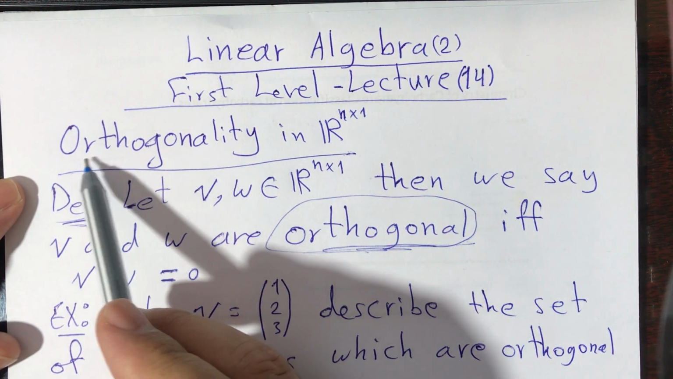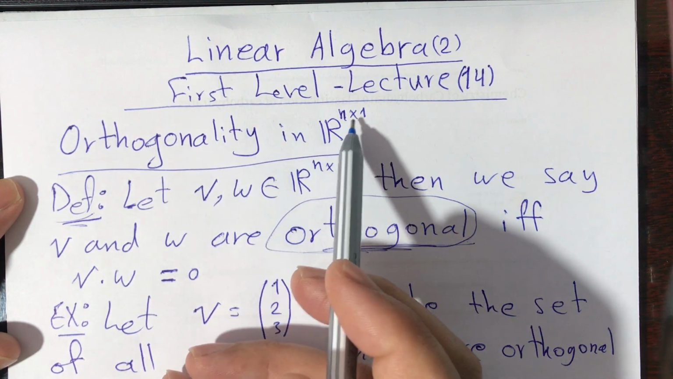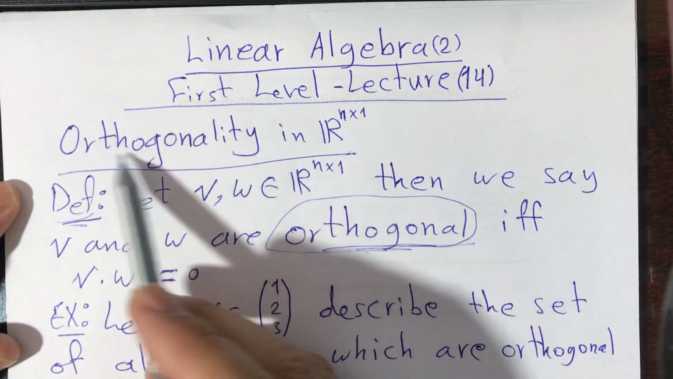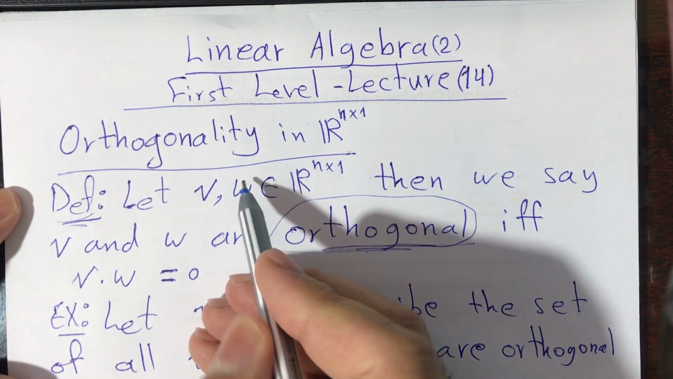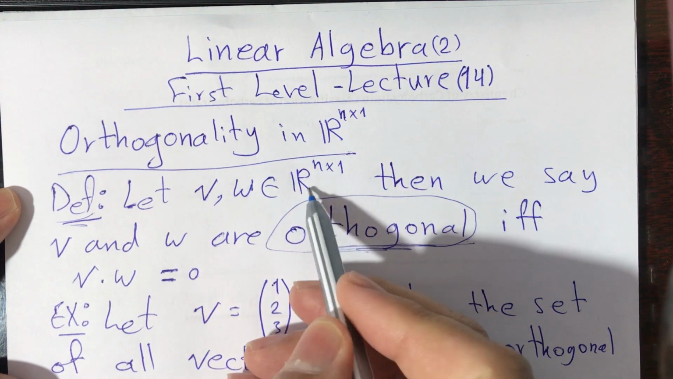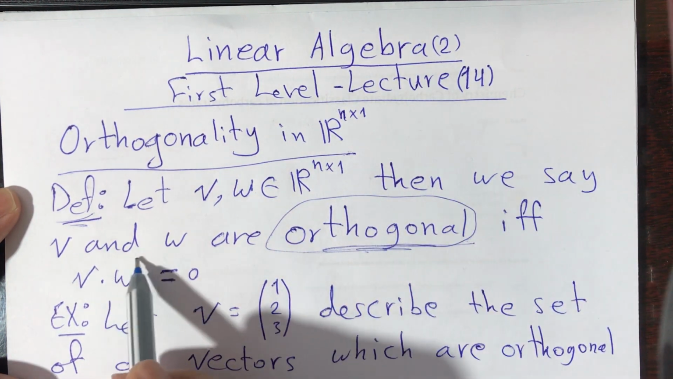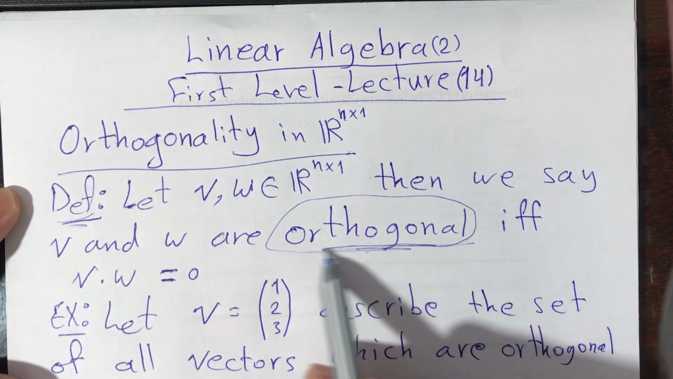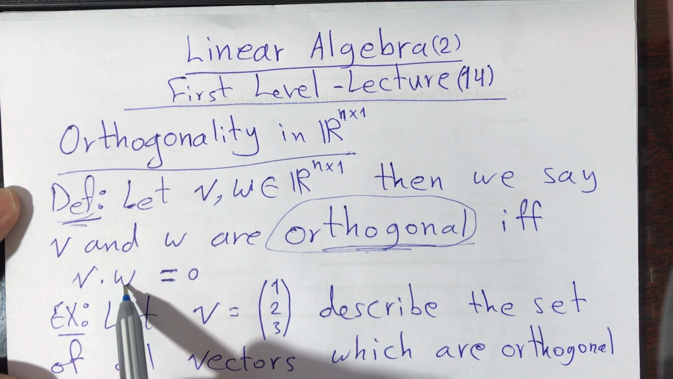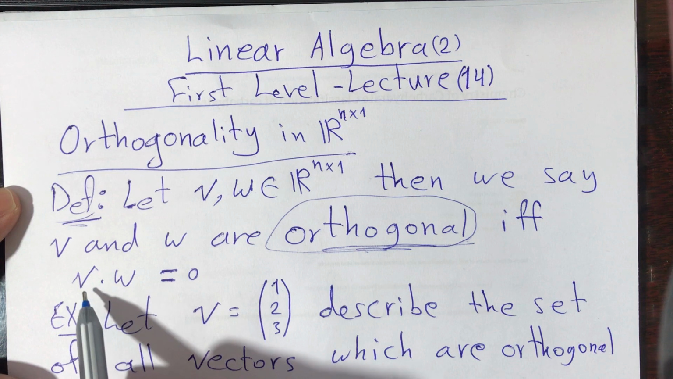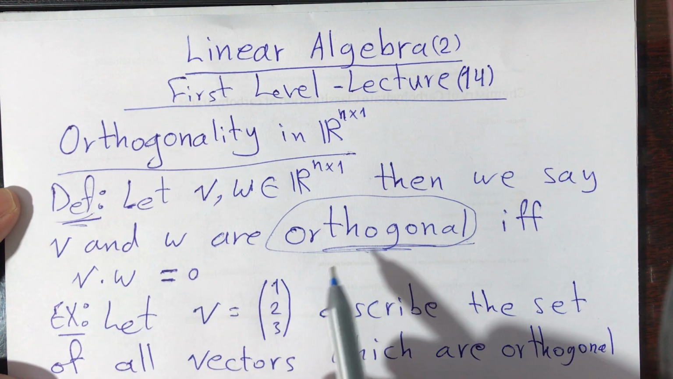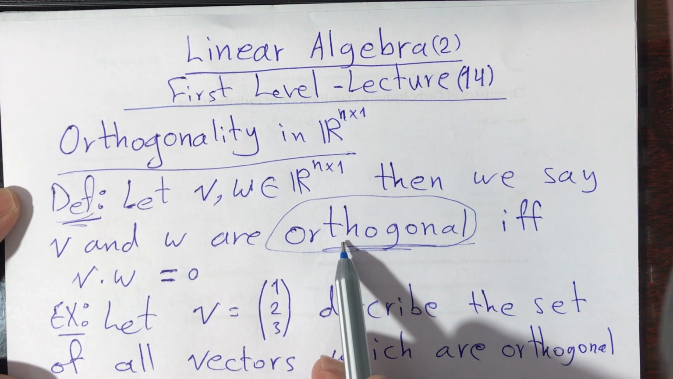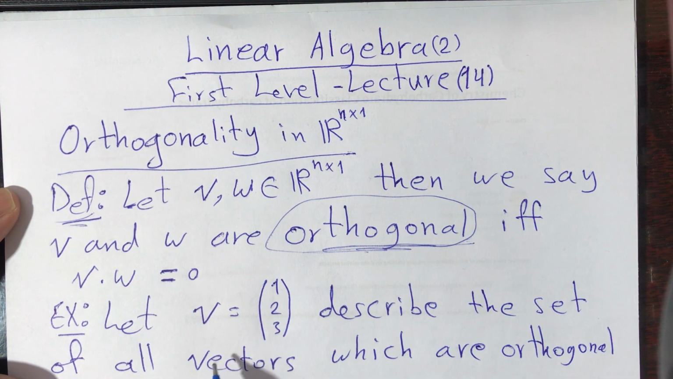The subject for today is orthogonality in R^(n×1). Orthogonality means تعامد in Arabic. Definition: let V, W belong to R^(n×1). Then we say that V and W are orthogonal if and only if V dot W equals 0. If the inner product, the dot product of V and W equals 0, then we say that V and W are orthogonal. This is the definition.